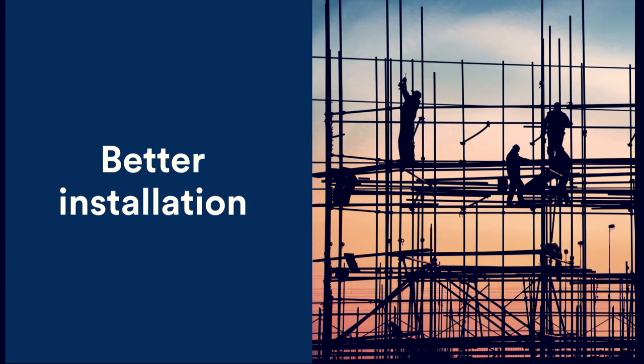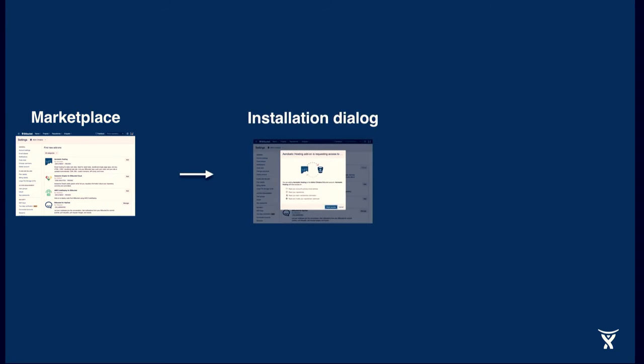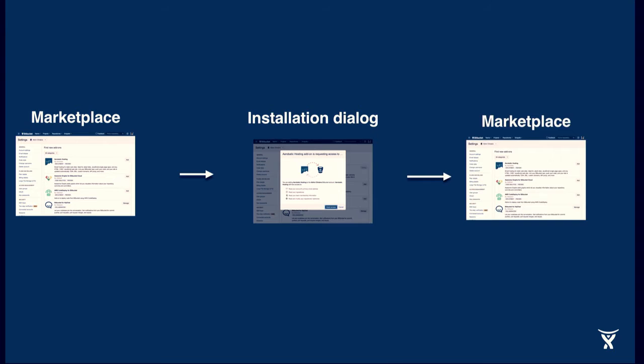The second one I'm going to talk about is better installation. So for a minute, put yourselves in the shoes of a user. You go to the marketplace, you're browsing through add-ons, and you like some specific add-on. So you click on it. You click on the install. We pop up a dialog showing all the scopes that the add-on is requesting and ask you if that's OK. The user clicks OK, and we take you back to the marketplace.